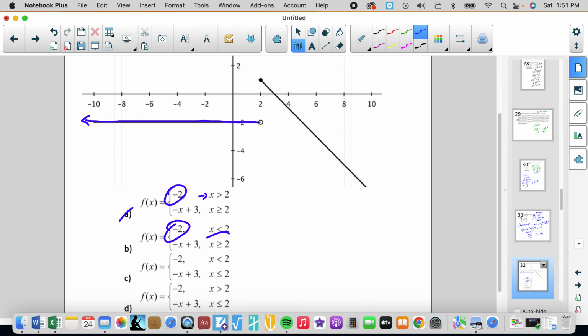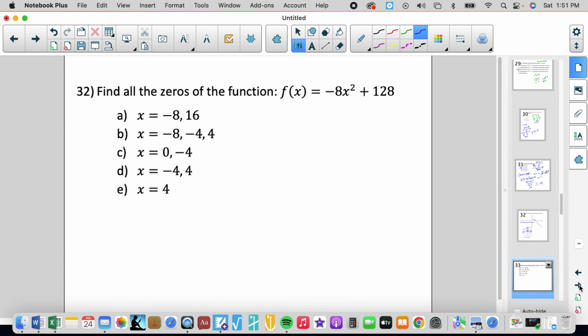And now let's check when x is greater than or equal to 2. So if we plug in 2 for x, we get 1. So 2, 1. Yep, that's that point. Let's plug in another value greater than, let's plug in 3. 3 would be 0, so it is 3, 0. Okay, so I'm going to say B. I'm not going to go any further. Love it. If I can find the answer early, it only helps us.